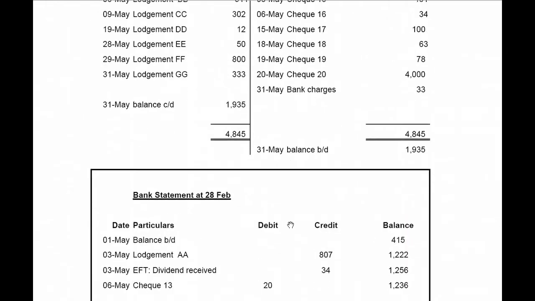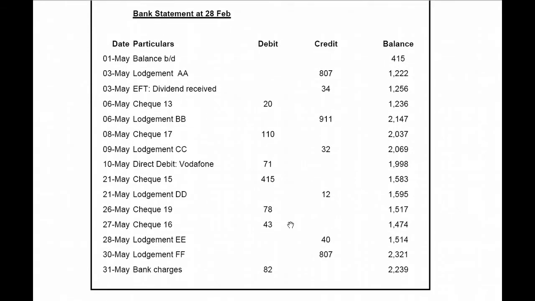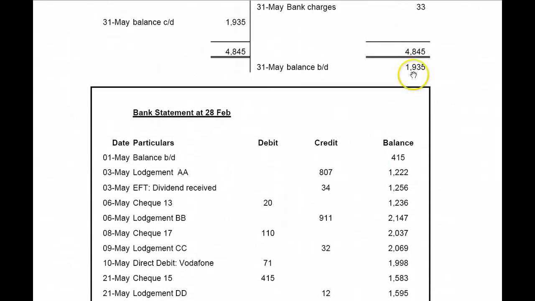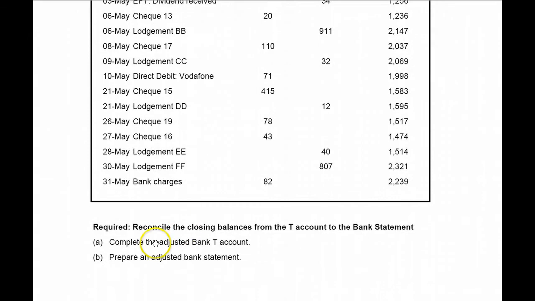You're also given a bank statement, which is here, and the reason we're doing a bank reconciliation process here is because the closing balance, the balance all on the right here, is 2239, which is positive. We compare that to the 1935 up here, negative or credit. There's a difference, and that's what we have to reconcile. So every question is going to say basically adjust the bank T account for any errors and then prepare an adjusted bank statement. So that's what we have to do.